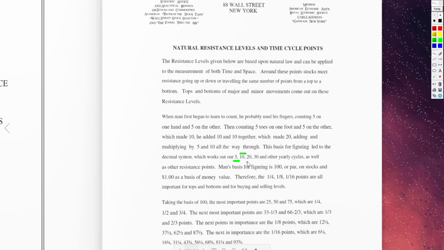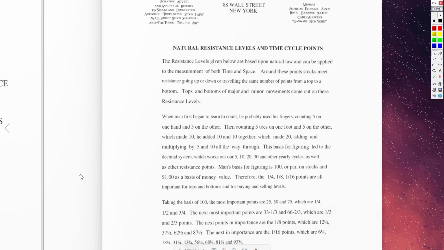10 multiplied by 2 equals what? 20. Why 30? Why not 20 multiplied by 2 to get 40? Why 30? And the other cycles as well as the other resistance points.